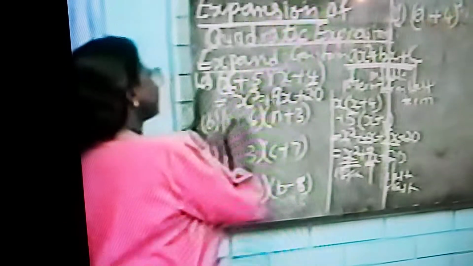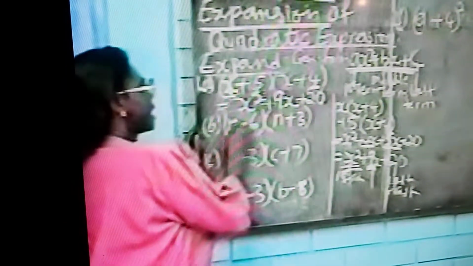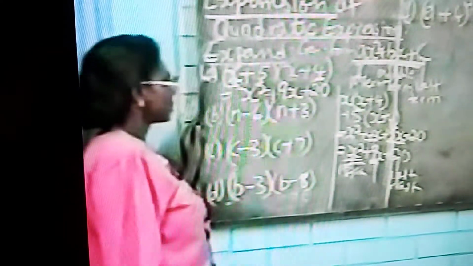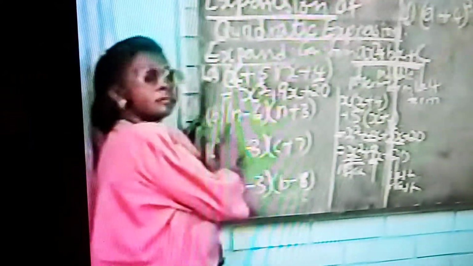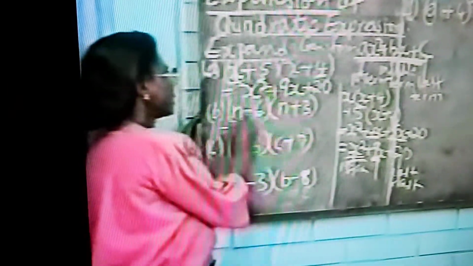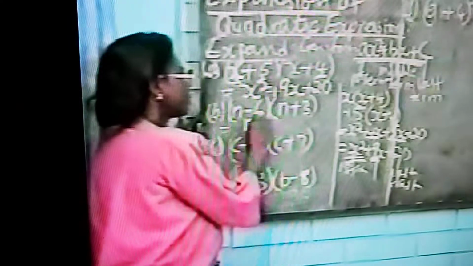Now in B, n minus 6 into n plus 3. So first term, first times first, n times n is equal to what? n squared.